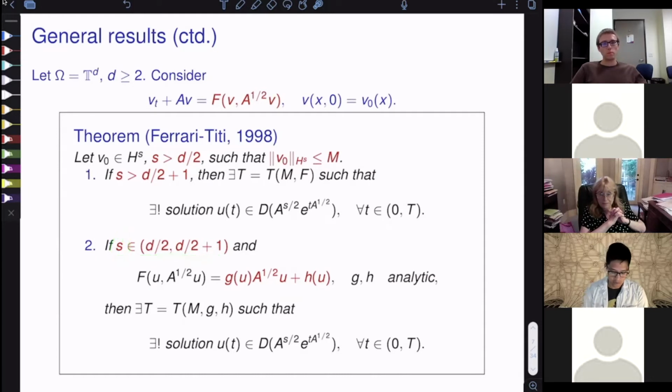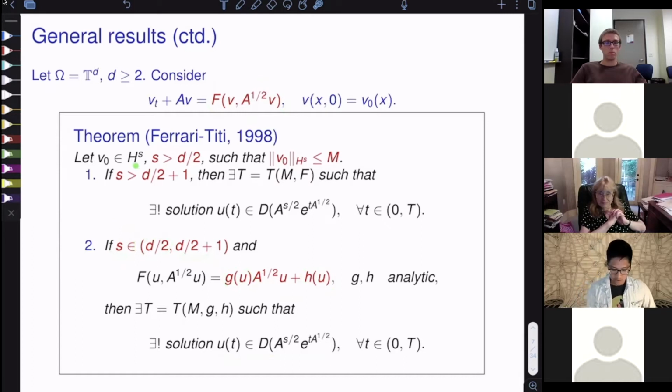So here you work in s greater than D over 2 and D over 2 plus 1, but of course still a Banach algebra in this case. And these coefficients are analytic, then you can deduce the same result. And so basically the point is, the more you know about the function F, the weaker the regularity setting you can work in, and therefore the stronger the result.